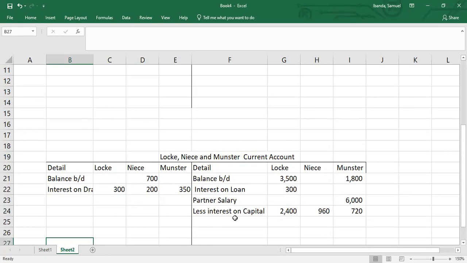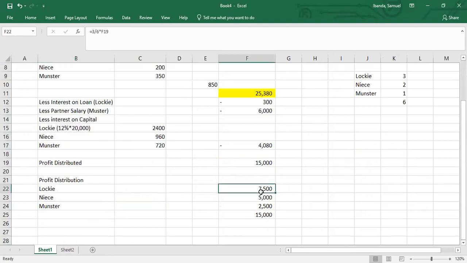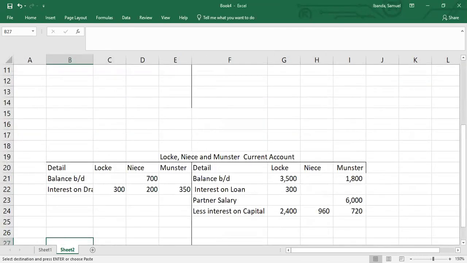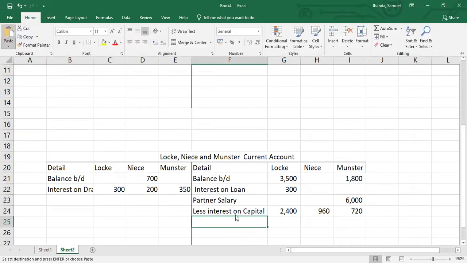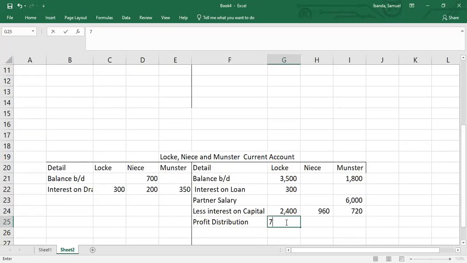Once I do have that, mine is to proceed and look at what else I have. Apart from interest on capital, I also have profit distributed. Profit distributed in this case is also a benefit to the partners. So it means that profit distributed should be credited. On my credit side, I'll put profit distribution, and we had 7,500, 5,000, and 2,500, like that, okay? So that is what we basically do have. Now yours is to ask yourself, is there anything else that I've left out?